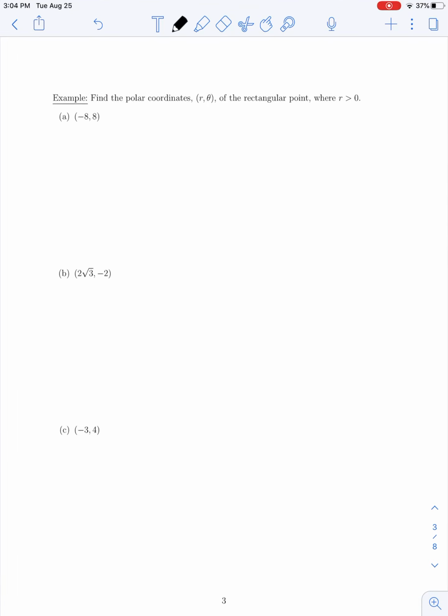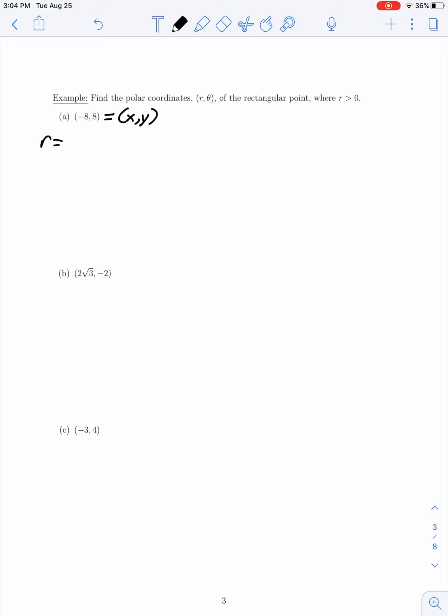Now, in our next example, we'll be looking at a similar problem, but moving in the opposite direction as to what we just looked at. And we see that this conversion can be a little bit trickier. So here we are asked to find the polar coordinates, r theta, of the rectangular point where we're specifying that r needs to be positive. The point given in this example is a rectangular or Cartesian point, x, y. So here x and y are -8, +8, and we want r and theta.